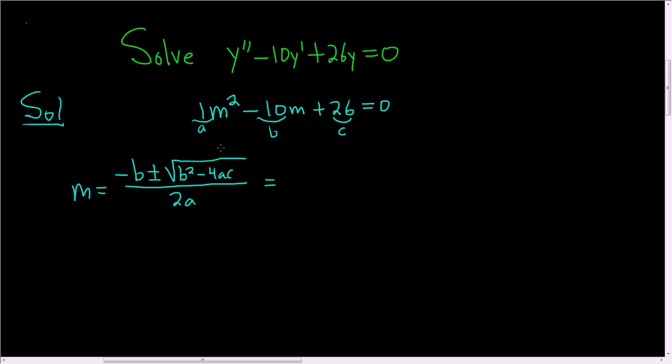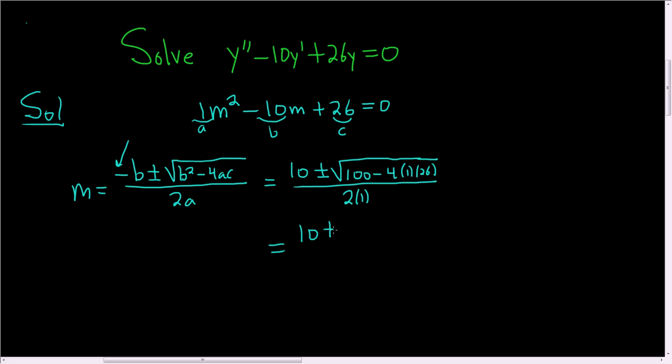Let's see. So b is negative 10, so we already have a negative, so we're going to get 10 plus or minus. Then we have the square root. B squared is negative 10 squared, so that's 100. Minus 4, and we said a was 1, and c is 26. It's all being divided by 2 times 1, because a is equal to 1. So this is equal to 10 plus or minus the square root of 100. 4 times 26 is 104, and it's all being divided by 2.